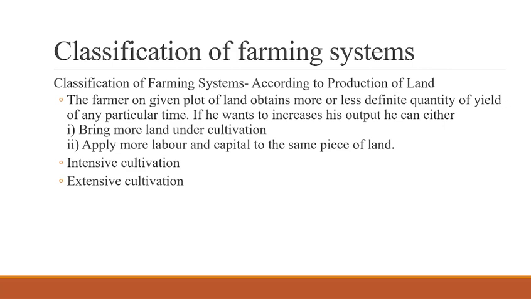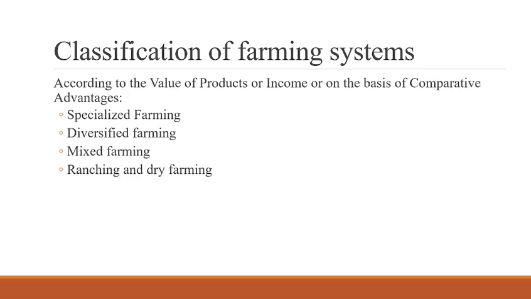The third classification is according to the value of products or income or on the basis of comparative advantages. Here we are talking of specialized farming whereby 50% or more of the income comes from that crop of the total production. Mostly the crop has high value. Tobacco can be a good example.